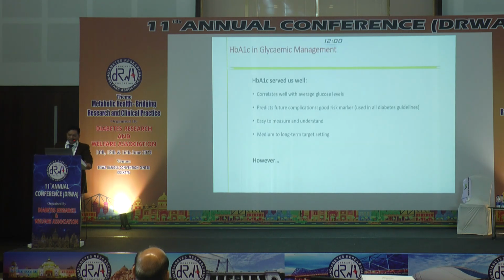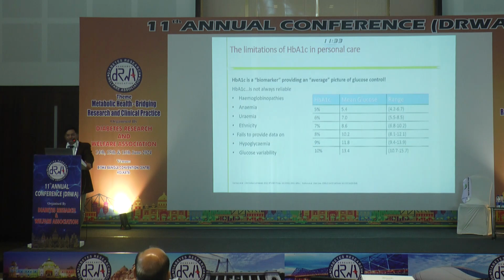So HbA1c is certainly still one of the gold standards. It correlates well with the average blood glucose, predicts future complications, and is a good risk marker, whether it's DCCT or UKPDS or ADVANCE, ACCORD, any trial you name. HbA1c is the gold standard and has been correlated with all those outcomes. It is easy to measure, understandable, and useful for medium to long-term target setting. However, we still have limitations.